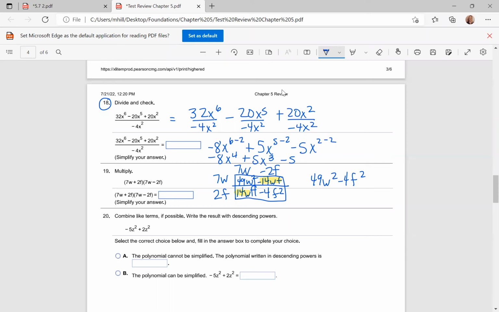On number 20, it says to combine like terms. And so we've got negative 5z squared plus 2z squared, and negative 5 plus 2 is negative 3 z squared. And that's going to go in this box right here, because it can be simplified. They're both z squareds, so we are able to add them.